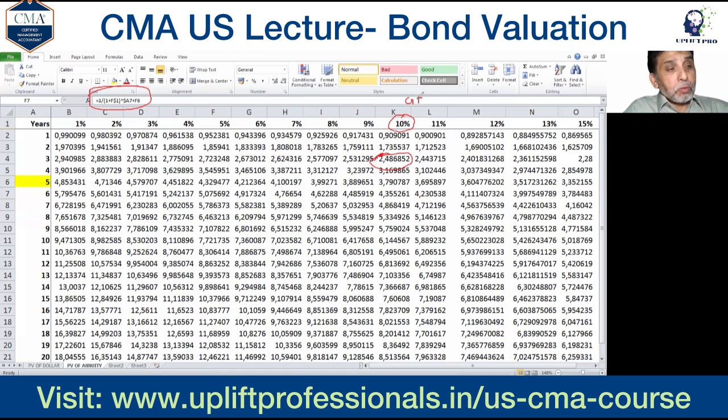Fine. So for bond valuation, you will have to use both present value of an annuity and present value of a dollar. Present value of a dollar you would use for the maturity value, and present value of an annuity you would use for the interest value. Okay? Got it?